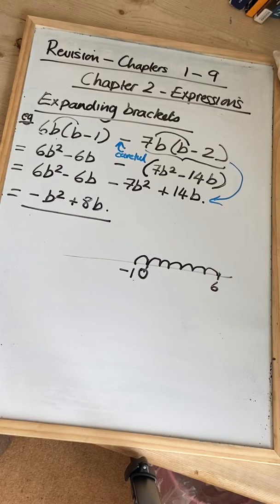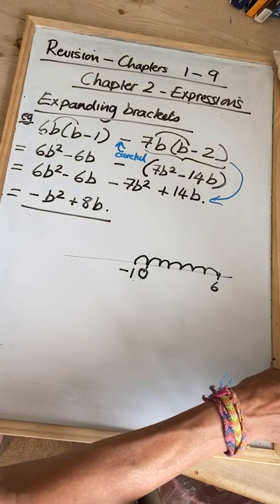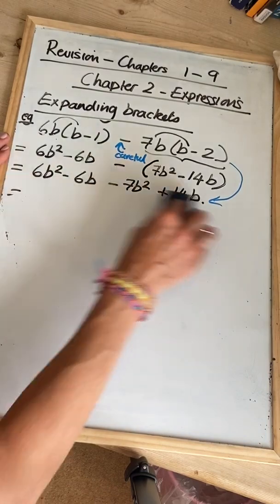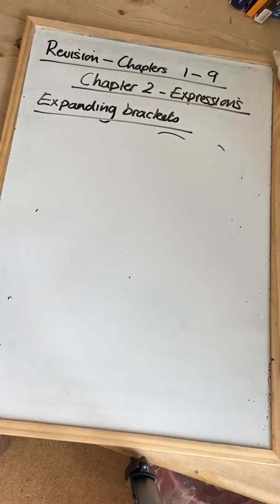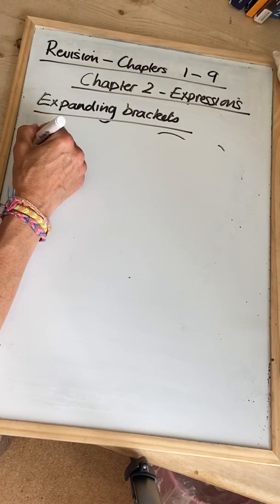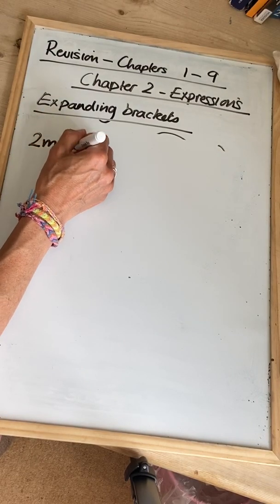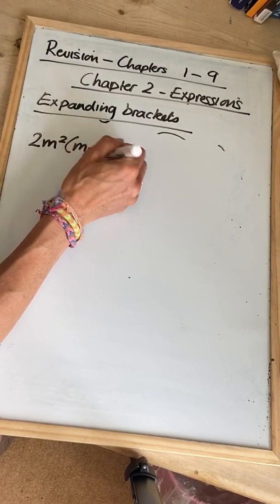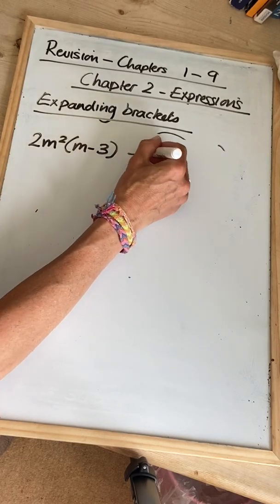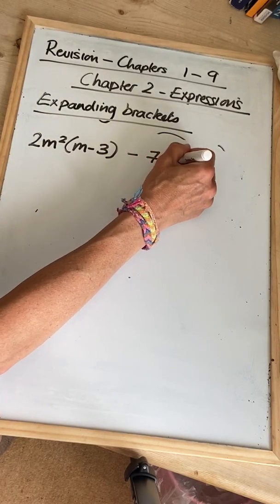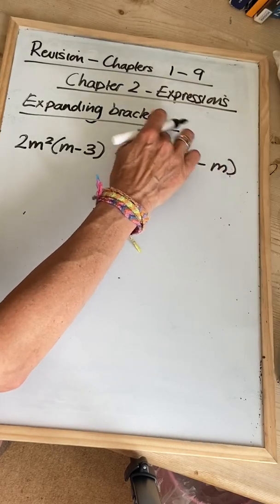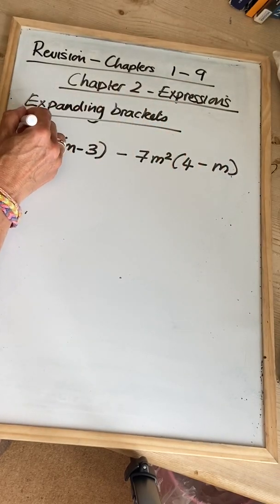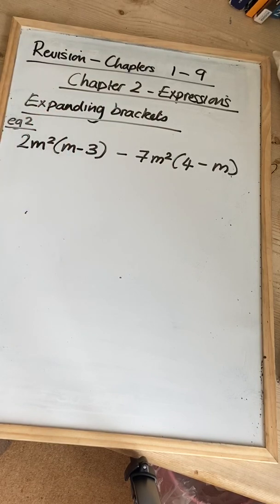Okay, I'm going to do one more of these. If you want to just work ahead of me, you can definitely do that. So one more of these. I'm going to do 2m squared times m minus 3 in a bracket, another negative 7m squared and 4 minus m all in a bracket. So you can work ahead of me if you want to.